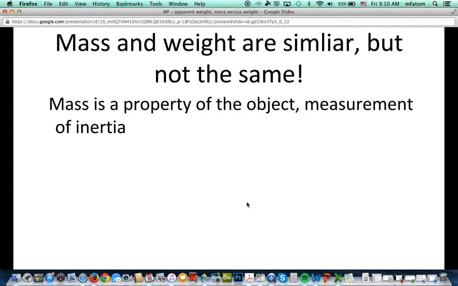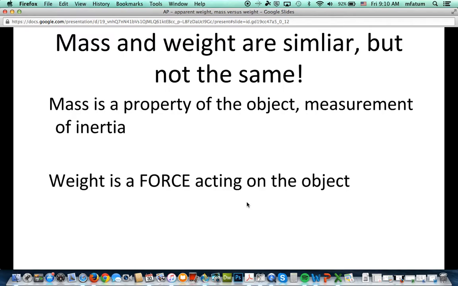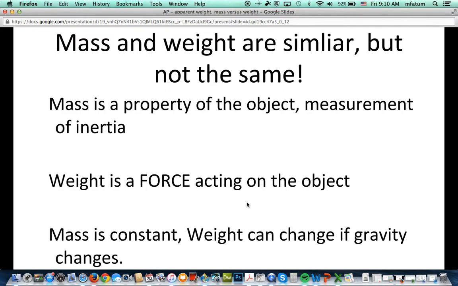Mass is a property of the object. It's a measurement of the object's inertia or resistance to change in motion. It's also a measurement of how much matter the object contains, literally how many atoms make up the object. Weight is the force acting on the object's mass. So weight is the force of gravity pulling down on the object's mass.